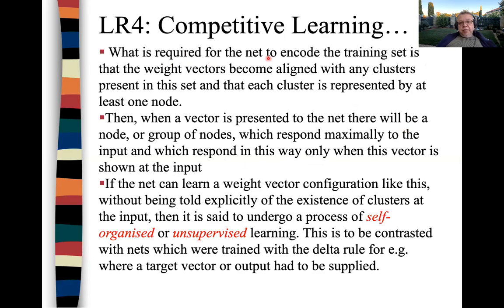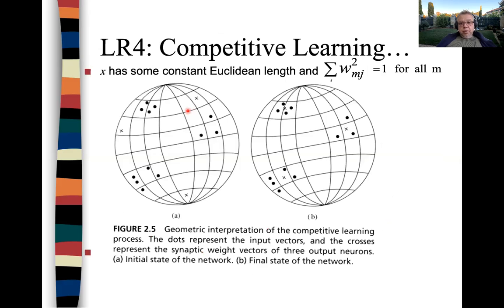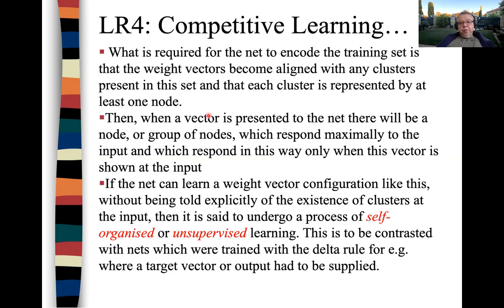So what is required for the net to encode the training set is that the weight vectors become aligned with any clusters that are present in this set, and that each cluster is represented by at least one node. So you have a cluster here, and then each cluster would be represented by one node. Then when a vector is presented to the net, there will be a node or a group of nodes.